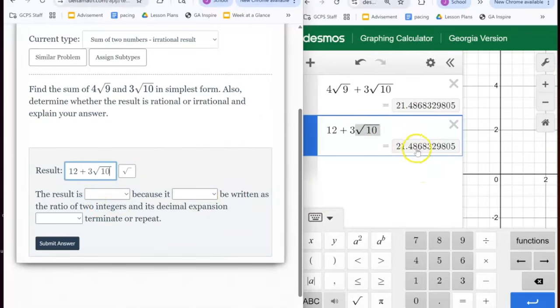Is this rational or irrational? Well, let's look at the decimal. Is it terminating? Does it end? No, because even though it looks like it ends right here, it doesn't, because the decimal goes on forever. So it does not end, does not repeat, is not a fraction of integers, therefore it is irrational.